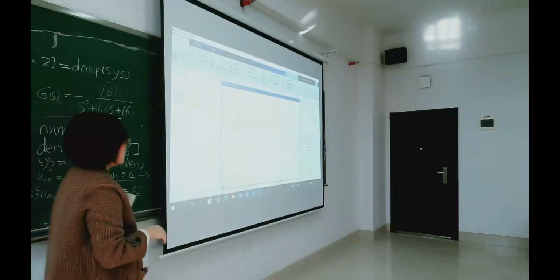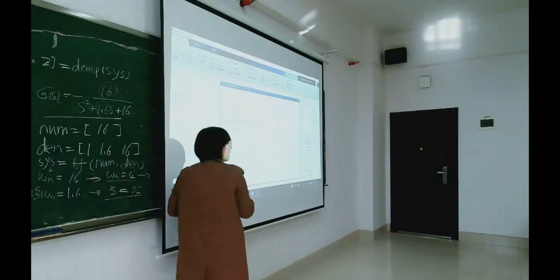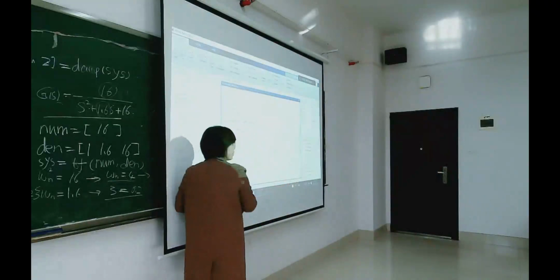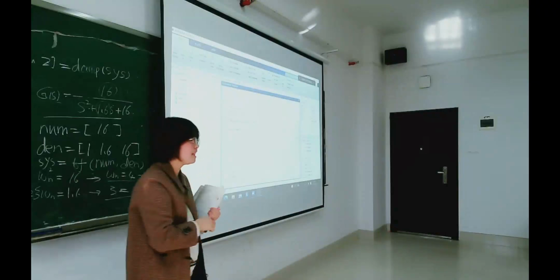See here, by using this code, we get omega n has 2 values, 4 and 4. Why are there 2 values? Because the computer is doing the math for a square, so it got 2 results for omega n. It also gets 2 results for zeta, but they are the same, so actually it's 1 value. So this code helps you automatically get omega n and zeta for a second order system. Easy?